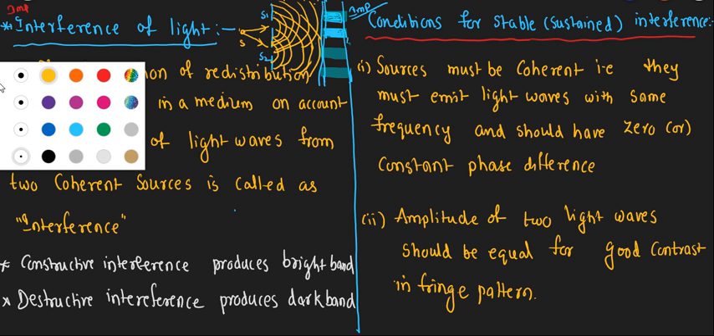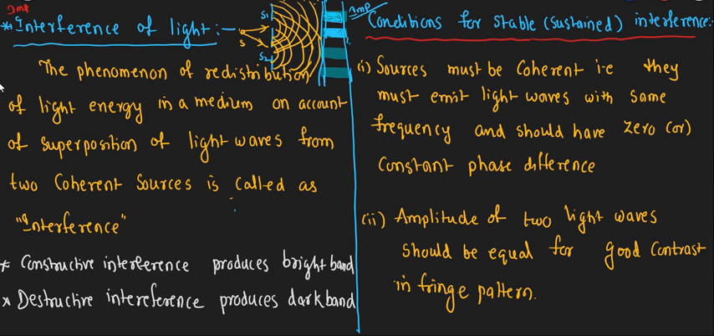Now let us see. This is the bright band, and the next is the dark. Like this, bright and dark bands will be formed. These are the bright bands, and in the middle the dark bands are there. Like this, bright and dark bands will be formed on the screen, right?